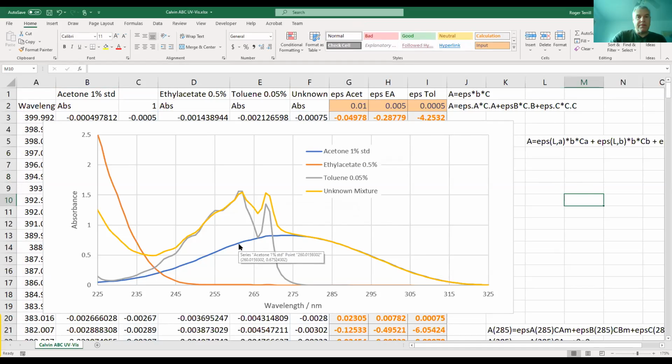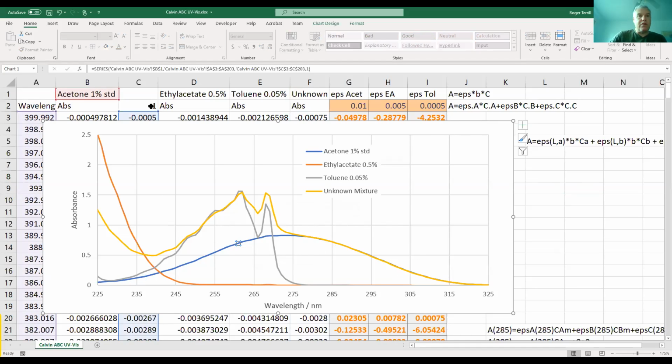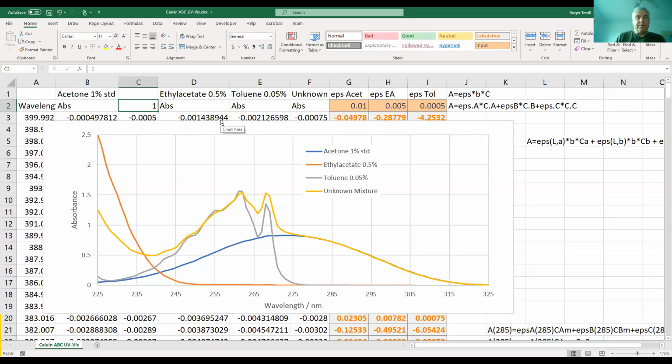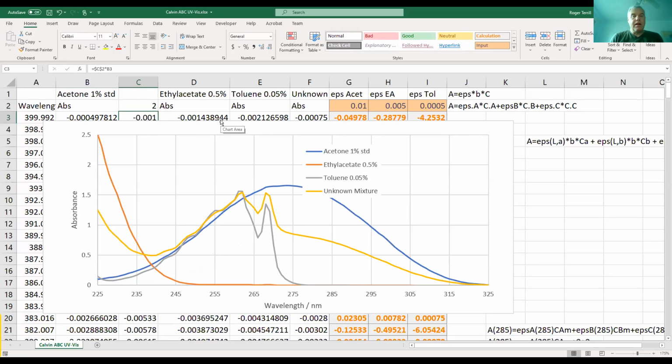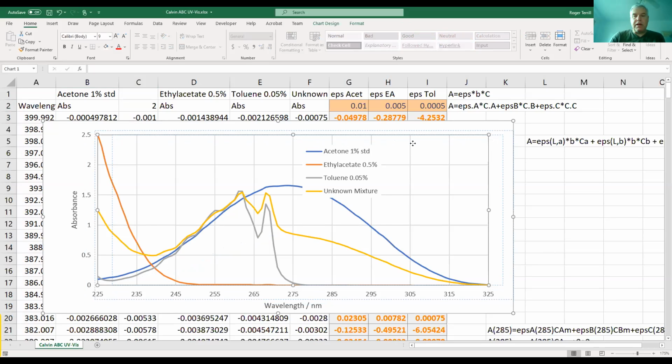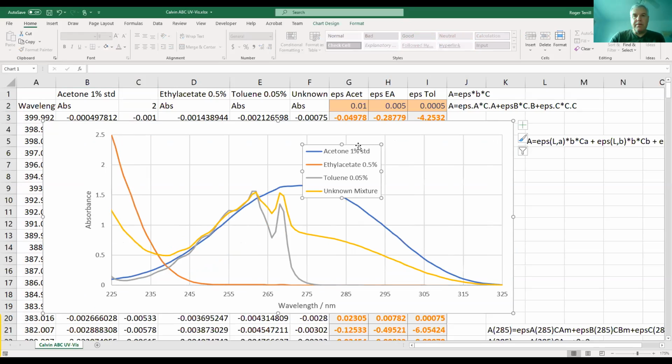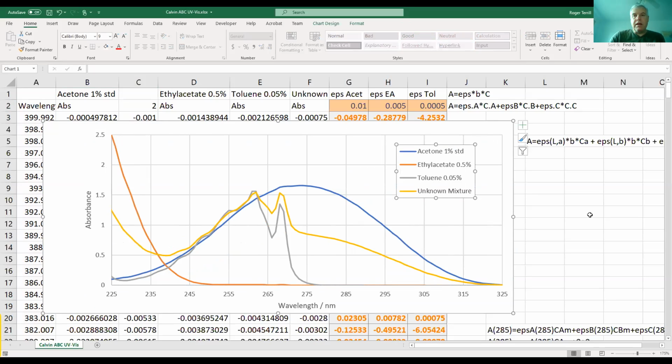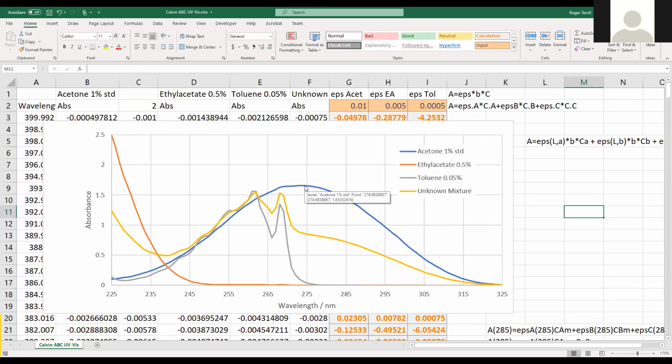Excellent. So let me see here. What if the acetone concentration were 2%? Let's say that the standard, oh God, this is really awkward how to say this. Hang in there just a sec. What if the standard acetone at 1% gave a spectrum that was twice as high?